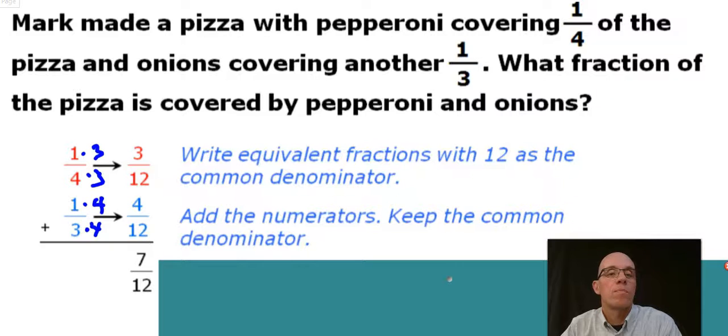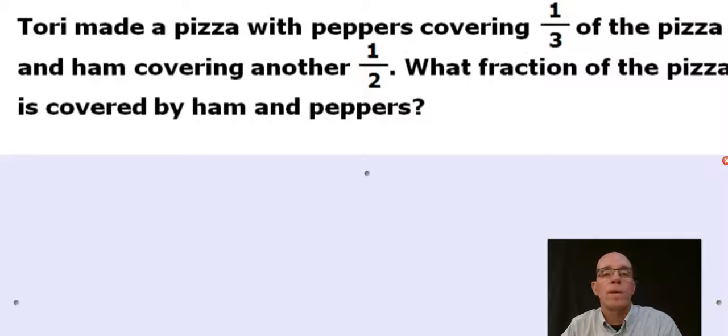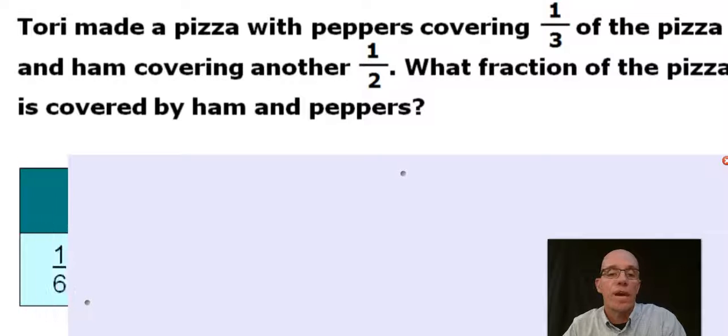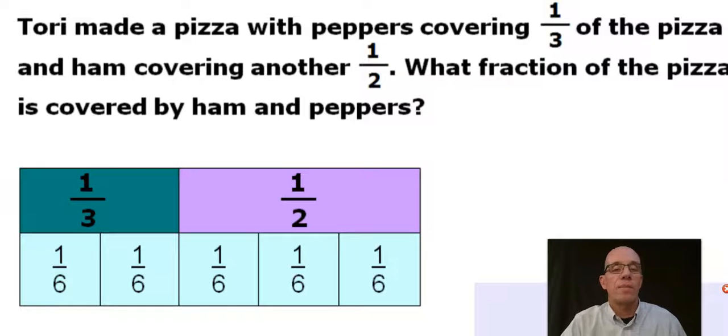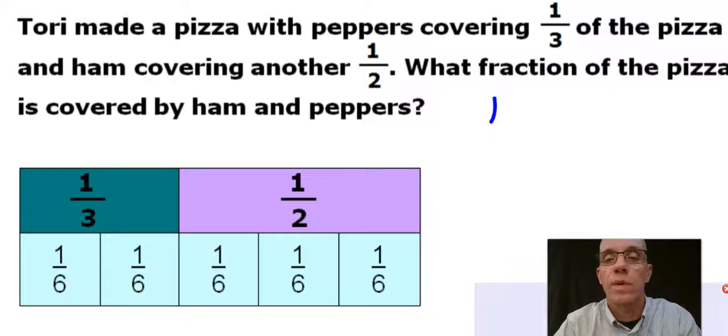All right. Another one here. Tori made a pizza with peppers covering 1/3 of the pizza and ham covering another 1/2. What fraction of the pizza is covered by ham and peppers? So we're adding here 1/3 plus 1/2. Sometimes it's helpful to see a model, but we're adding 1/3 and 1/2. So I'm going to write it out like this, 1/3 plus 1/2.